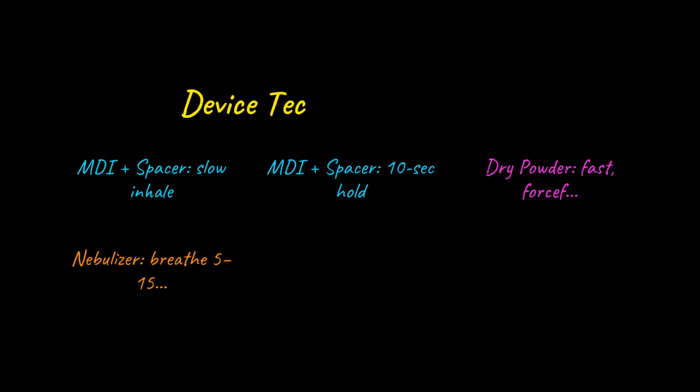the airway. The correct sequence starts with a full exhale away from the mouthpiece, followed by one puff into the chamber. Then the patient inhales slowly and deeply over 3 to 5 seconds, and holds the breath for about 10 seconds so particles settle onto the airway lining.